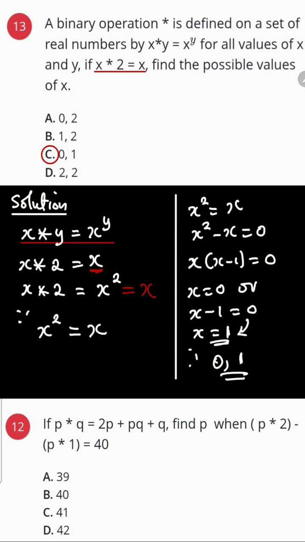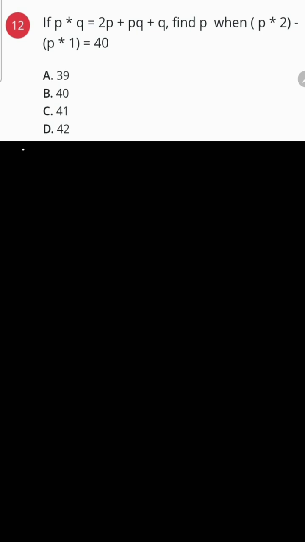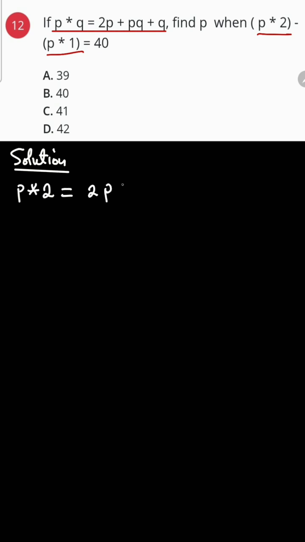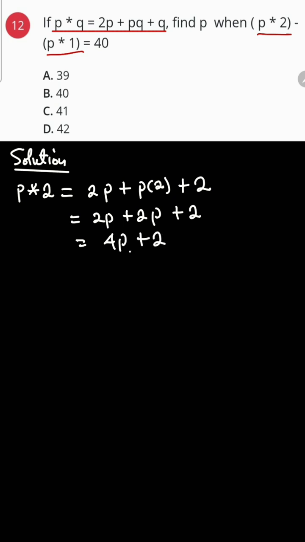So let's move quickly and solve the last question. Solution to this. So we have our definition. This is our definition, so no problem with that. Let's go over and get p asterisk 2 minus p asterisk 1. It's as simple as that. Let's start with p asterisk 2. P asterisk 2 is going to be 2p plus p, then you have 2, then plus 2. So it's going to be 2p plus 2p, then plus 2. So it's going to be 4p plus 2. I'm done with that part.